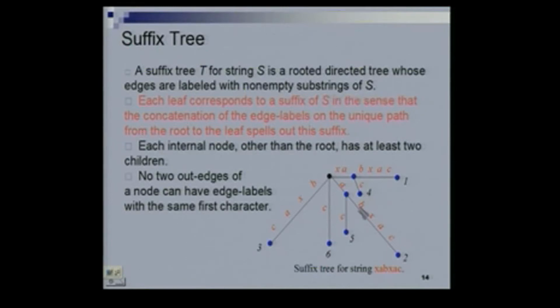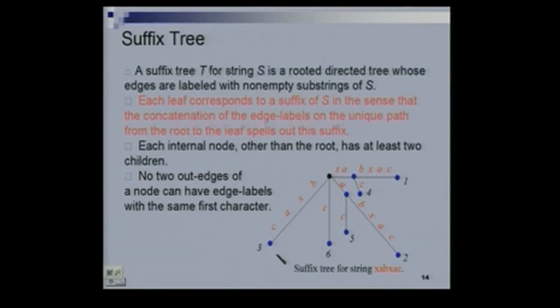ये जो numbers लिखे हुए हैं ये क्या हैं? Numbers, the starting position of that suffix. So this corresponds to XAB XAC. What is the starting position? 1. This corresponds to XAC. Starting position 4. This corresponds to AB XAC. Starting position 2. AC, starting position 5, and so on and so forth.